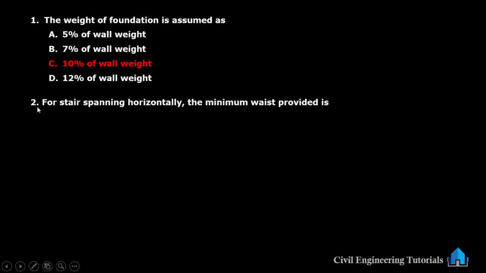So second question, for stairs spanning horizontally, the minimum width provided is option A 6 cm, option B 8 cm, option C 10 cm, option D 12 cm. So the answer is option D 12 cm.